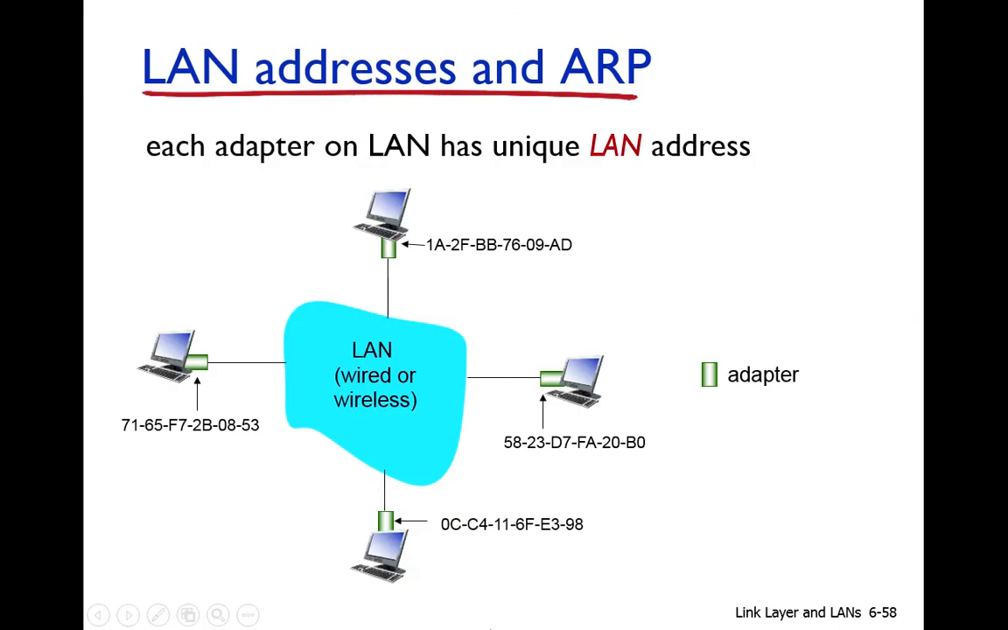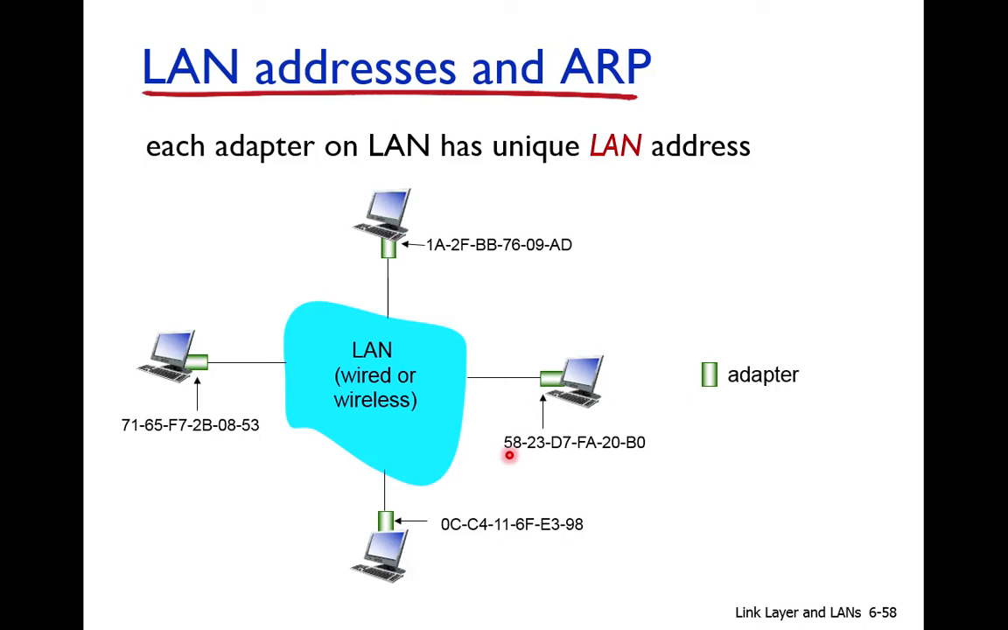Now, as we know, the LAN card or adapter connects the host with the link, and we assign the IP address to the interface card. Similarly, each interface card has its MAC address, and this MAC address is used to identify this interface over this local area network, over this link. Each adapter on the LAN should have a unique LAN address, a unique MAC address.